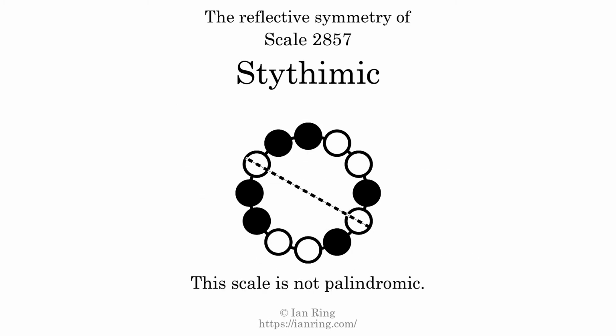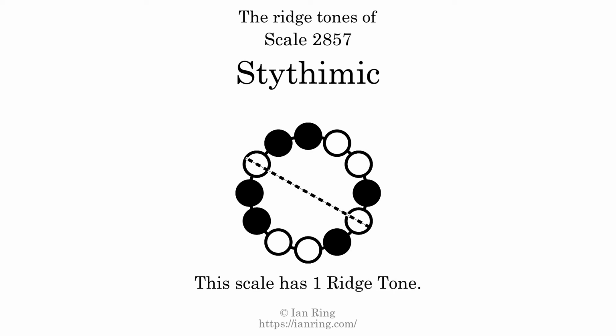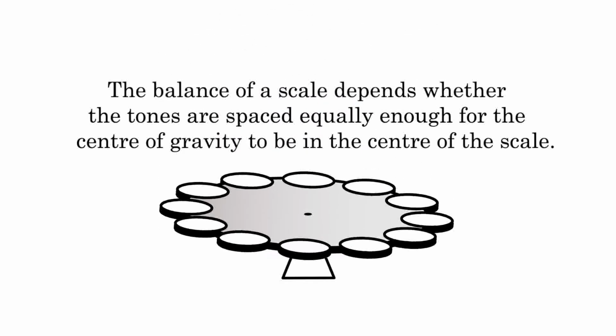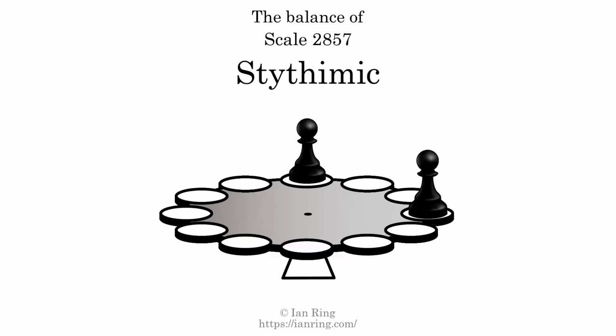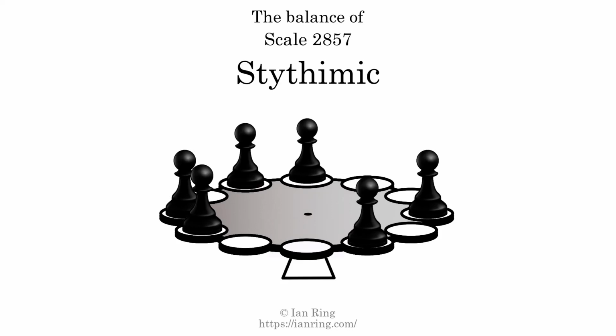This scale has reflective symmetry across an axis positioned 4 semitones from the root. This scale has a different pattern of intervals ascending and descending, so it is not palindromic. This scale has 1 ridge tone. Here, the balance of a scale depends on whether the tones are spaced equally enough for the center of gravity to be in the center of the scale. This scale is not balanced.